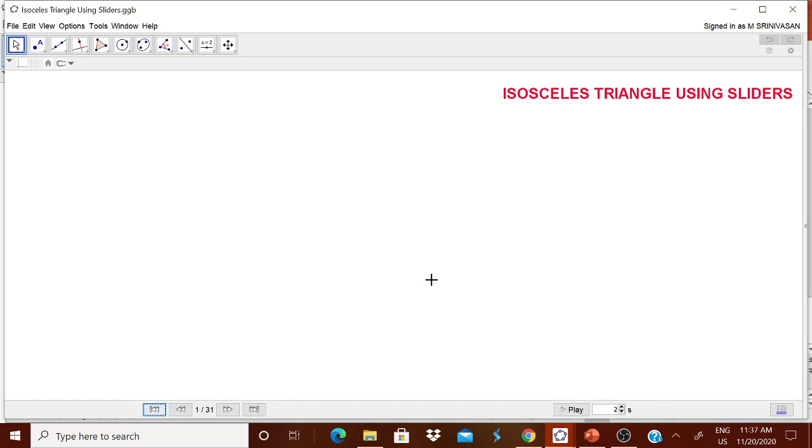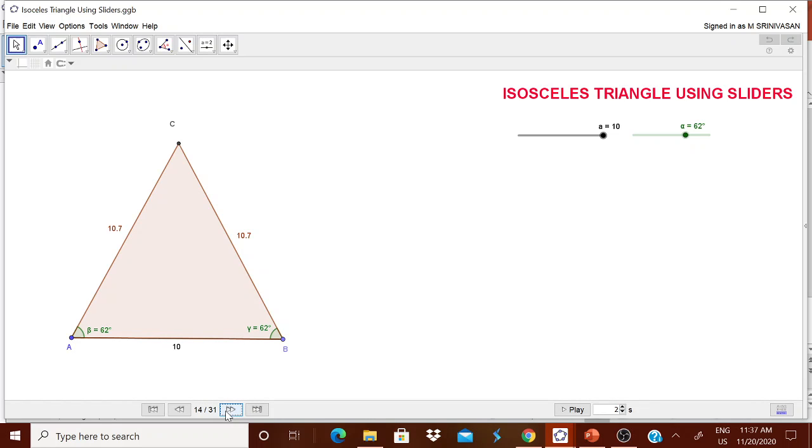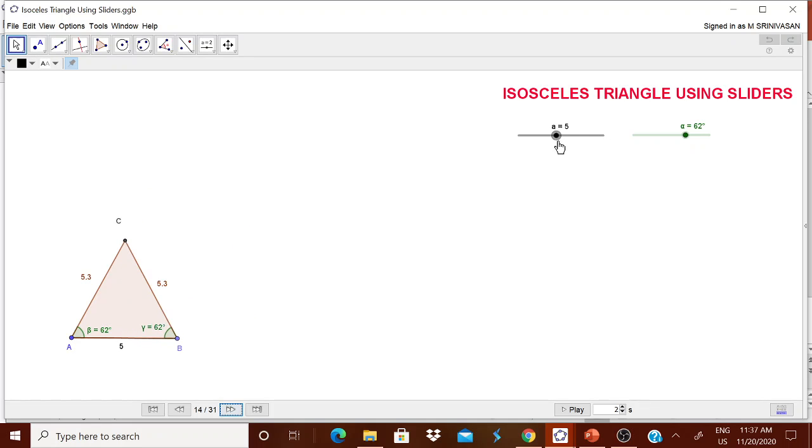We are going to design an isosceles triangle using sliders. I will take a slider for the base and the base angles. I will take the base and then base angles, and I will complete the triangle now. Now by moving this slider, I can fix the base, and the remaining two sides are already fixed because in an isosceles triangle two sides are equal always. And by fixing the angle, I can change the angle also. Therefore, I can get an infinite number of triangles by fixing the base and then fixing the angle.